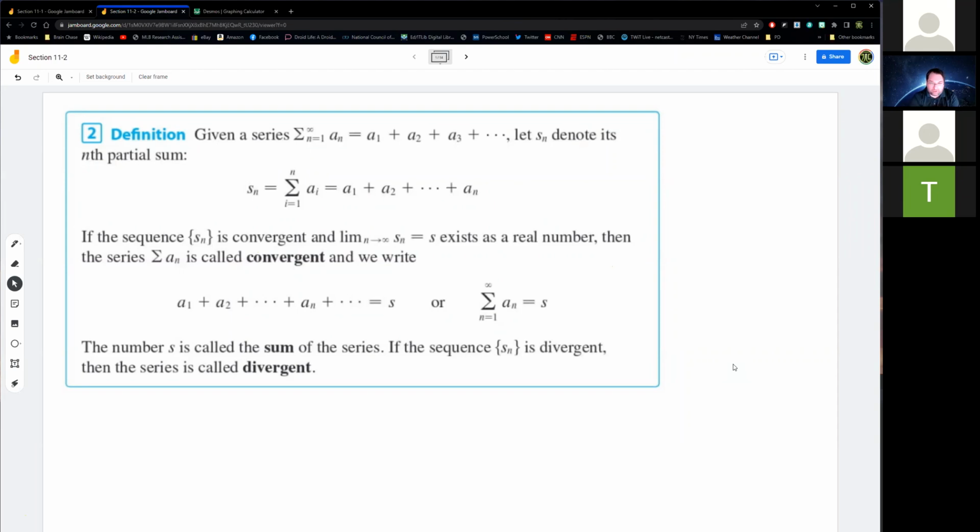So if the sequence of partial sums is convergent, then the limit of the partial sums equals s, and it exists. If the sum of the sequence goes to infinity, then it is divergent. So same concept. If it's going to go to a specific value, it's convergent. If it's going to go to infinity, then it's divergent. The nice thing is these will go to one of those two. It's either going to go to infinity or it's going to go to a specific value.